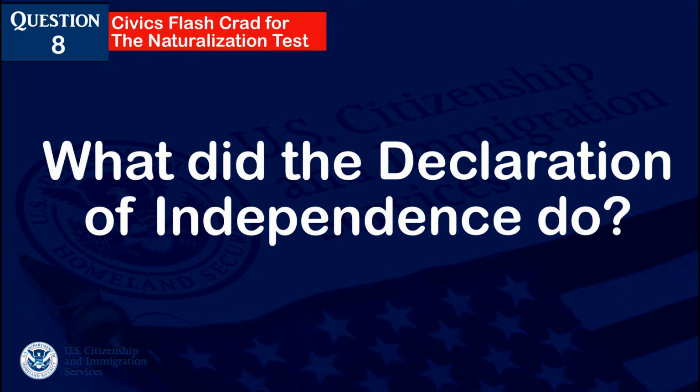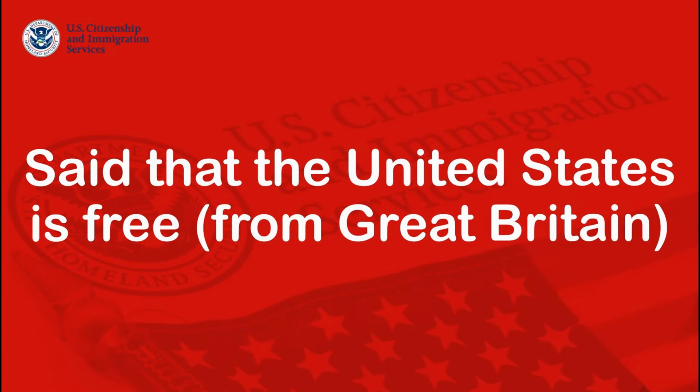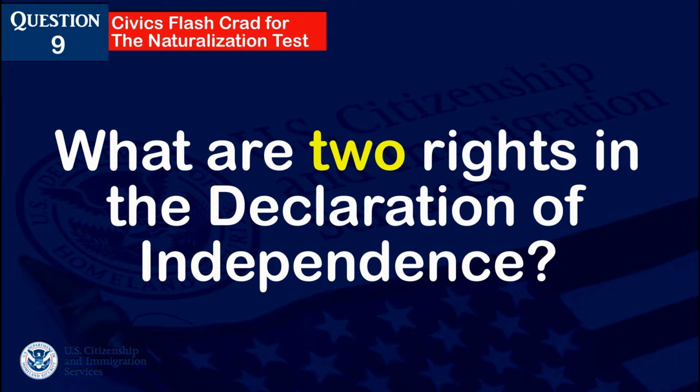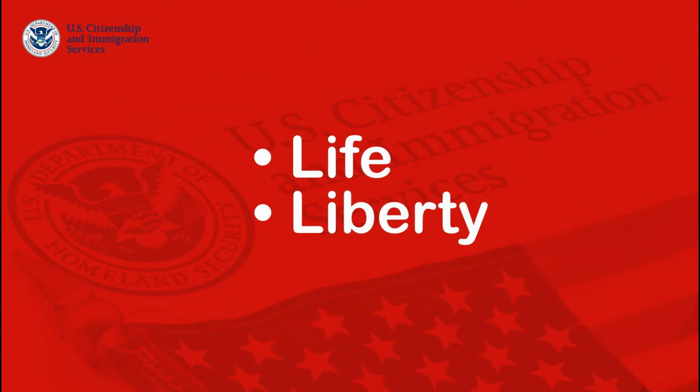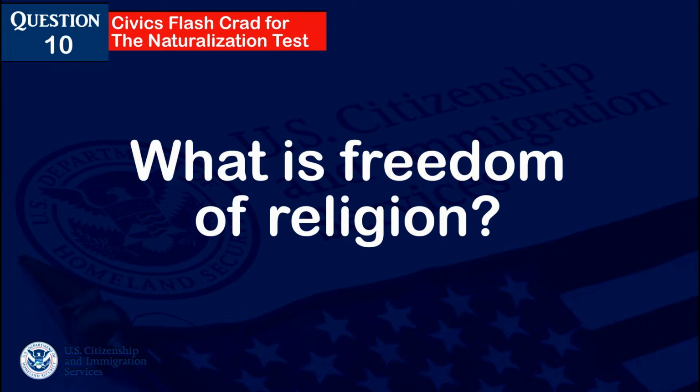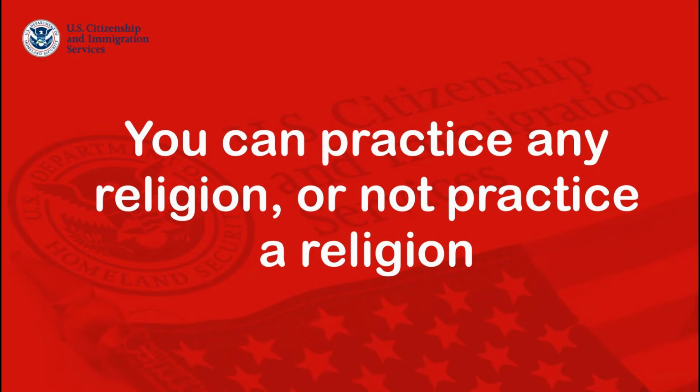What did the Declaration of Independence do? Said that the United States is free from Great Britain. What are 2 rights in the Declaration of Independence? Life. Liberty. What is freedom of religion? You can practice any religion or not practice a religion.